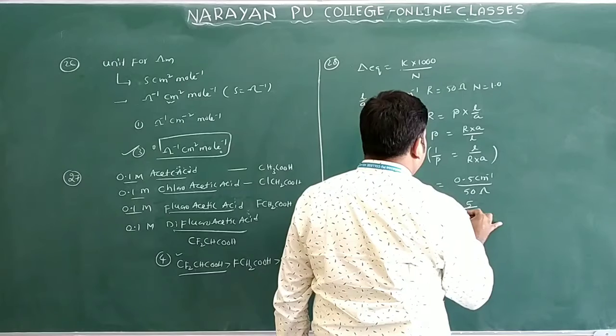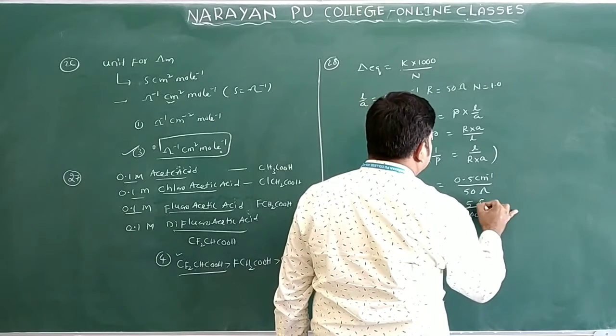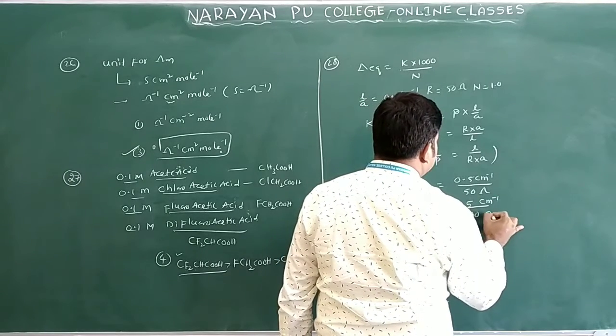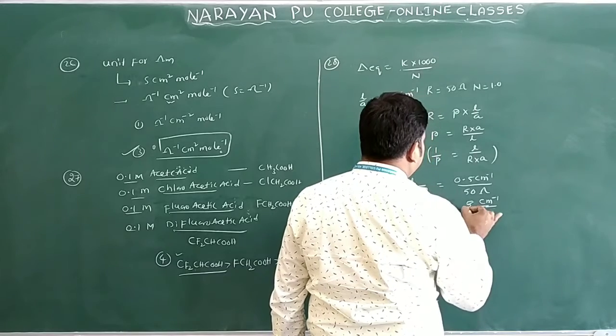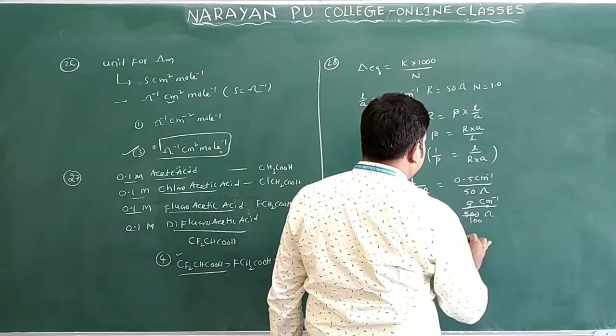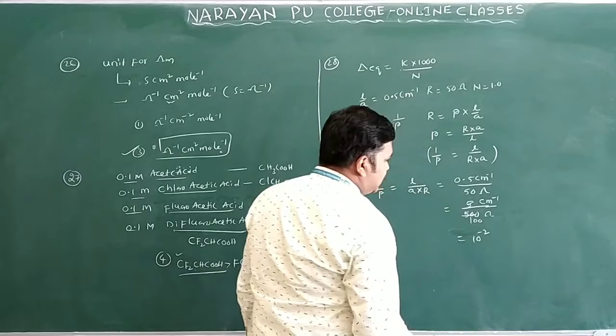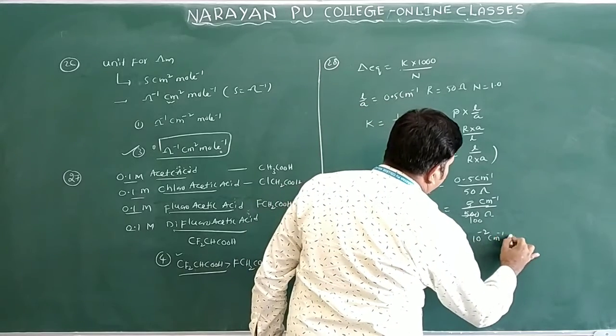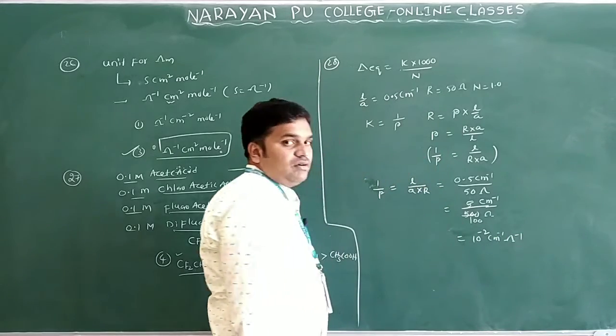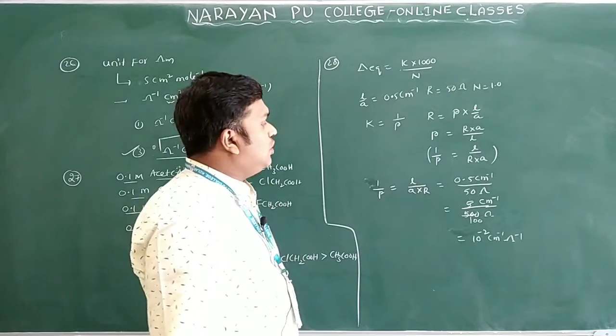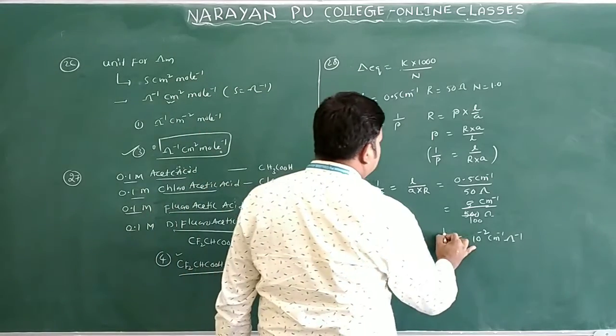This I will write here, find by 500 into, this is centimeter inverse and this is ohm. So from this I will write 1 by 100. 1 by 100 means I write this is 10 power minus 2. This is centimeter inverse and ohm inverse I got. Clear?